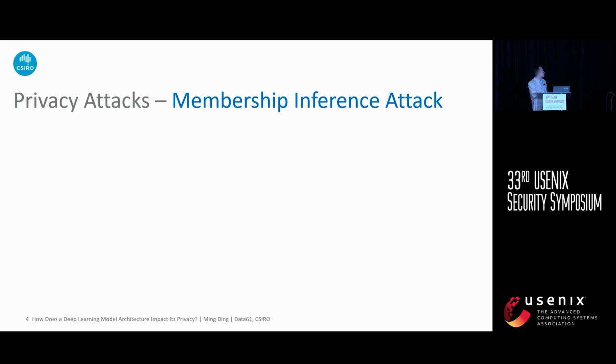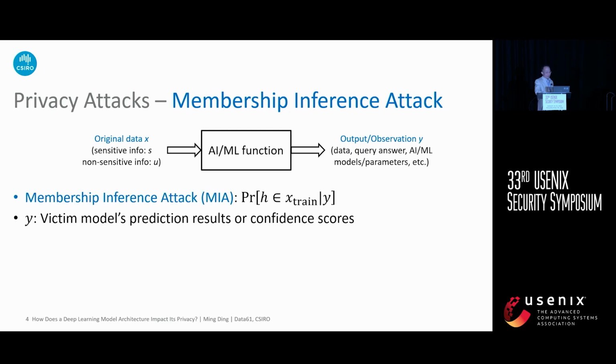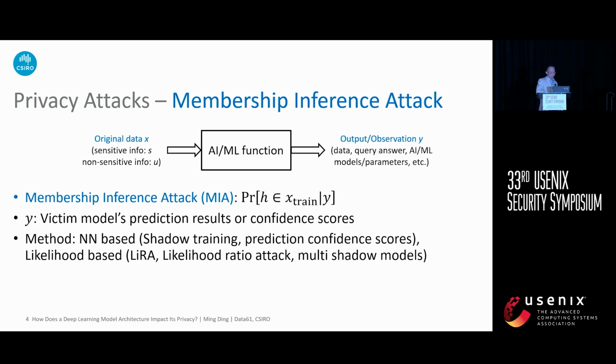When we talk about privacy risks, let us do a very quick review of the widely studied privacy attack methods. The first one is the membership inference attack. Here I show a very generic model. On the left-hand side, we have original data, X, usually consisting of two parts, sensitive information, S, and non-sensitive information, U. In the middle, we have a general block, which shows any AI/ML function. On the right-hand side, we have the output observation, Y. Y could be anything: data, answers to queries, or outputs or parameters from AI/ML models. Membership inference is basically about the probability of guessing whether a sample X belongs to the training data or not, given the observation Y. Here Y refers to the victim model's prediction results or confidence scores. A typical method of membership inference usually involves construction of a shadow model and an attack model.